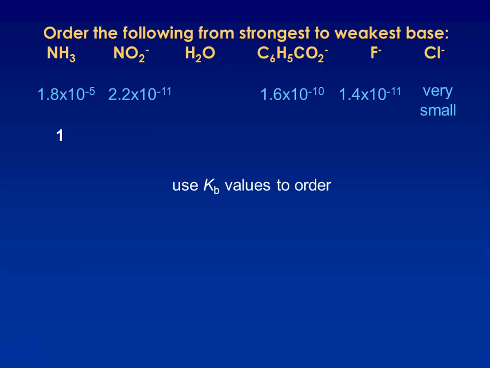We have another one that's at 10 to the negative 10th, C6H5CO2 minus, so that would be number 2. The two that are at 10 to the negative 11th, the larger value will win out, so NO2 minus is slightly more basic than F minus. And now I have to choose between water and Cl minus. Cl minus is the conjugate base of a strong acid, so it actually is a weaker base than water. So it would be the last one, and water would come between it and the weak bases.